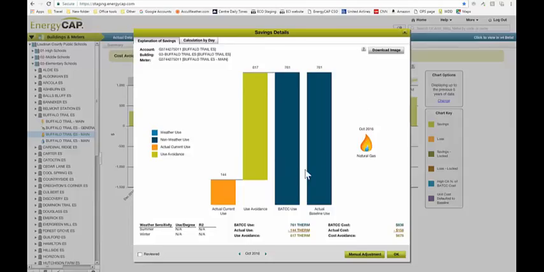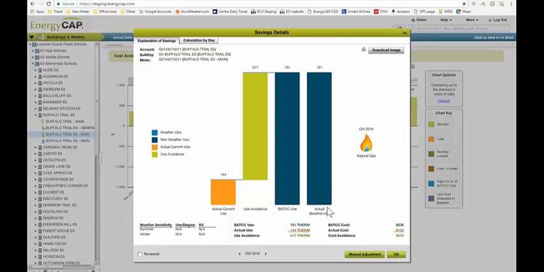Starting from the outside and working in, the orange is the actual current use. So this is October 2016. This was my bill for October 2016. If you have the paper bill in your hand and you look at the consumption, it will say you consumed 144 therm. So that's my actual bill in October.